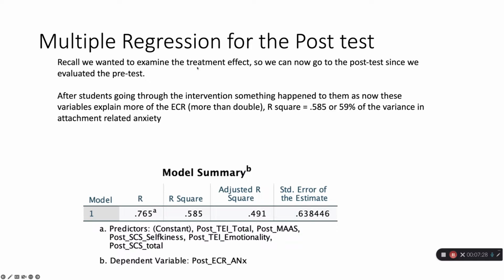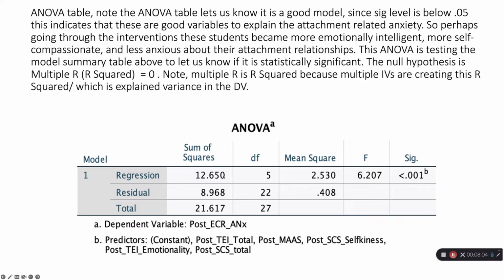For the post-test data, we had wanted to examine the treatment effects, so we first looked at the pre-test data. But in the SPSS output for the post-test data, we could see that the R-squared value was 0.585, indicating that the independent or predictor variables, including post-treatment emotional intelligence total, post-mindfulness total, post-self-compassion scale self-kindness, post-emotional intelligence emotionality, and self-compassion total accounted for 58.5 or 59% of the variance in attachment-related anxiety.